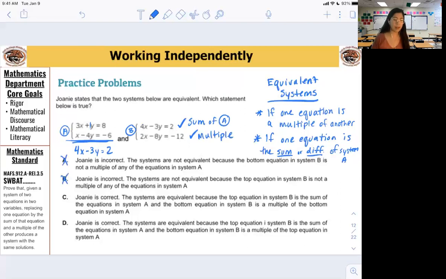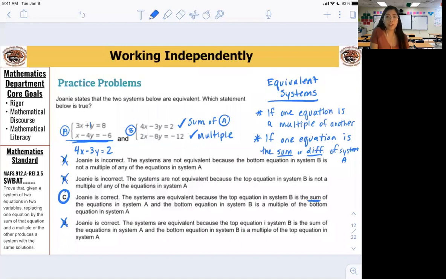So Joni is correct. And then the reason, like we said, I believe it's answer choice C. The systems are equivalent because the top equation in system B is the sum of the equations in system A, and the bottom equation in system B is a multiple of the bottom equation in system A. So C is the correct reason. D had the reason incorrectly.